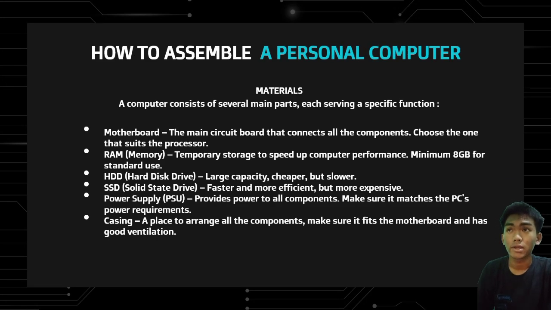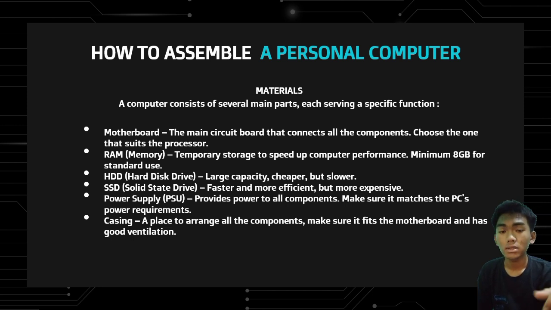Okay guys, required components or materials. Before starting the assembly, we first need to understand the necessary components. A computer consists of several main parts, each serving a specific function. First, there is the motherboard, which acts as the main circuit board that connects all components. Hardware such as the processor, RAM, and storage will be installed on the motherboard.